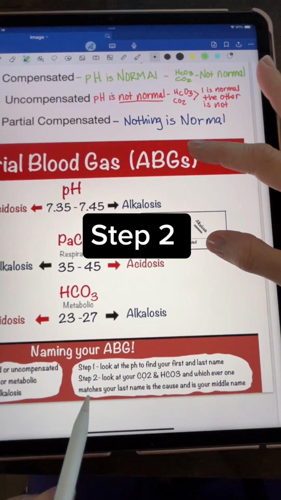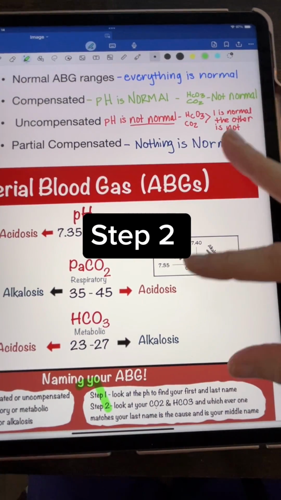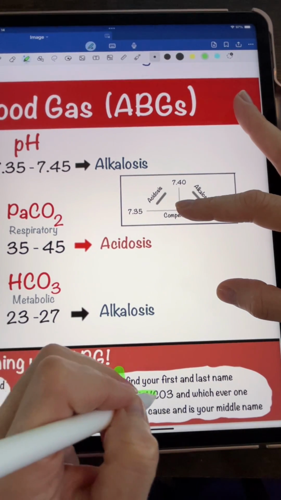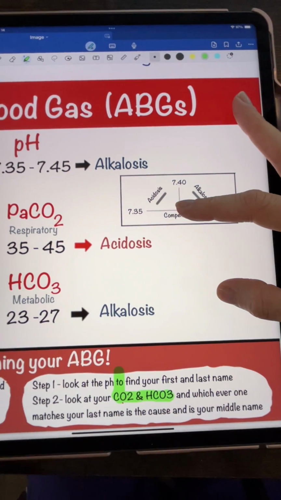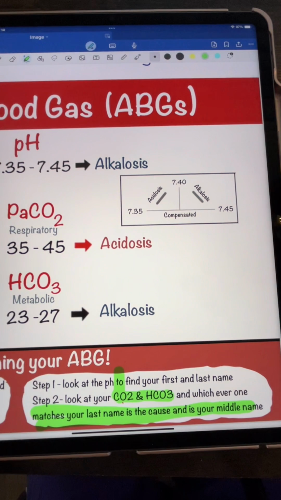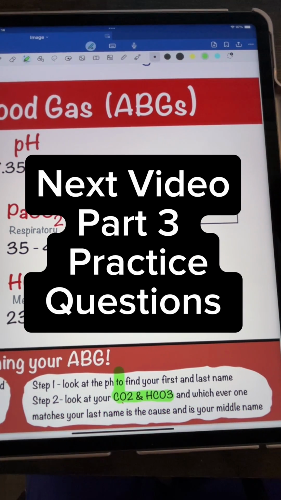Okay, so then step 2 is we're going to look at your CO2 and your bicarb, and whichever one matches your last name is going to be your middle name. So let's do a practice question, and I'm going to show you what I mean by this.